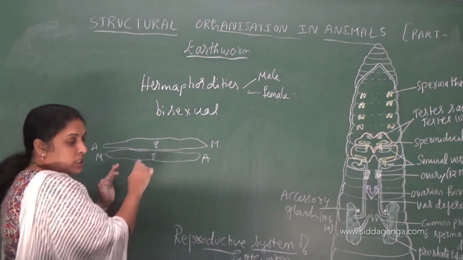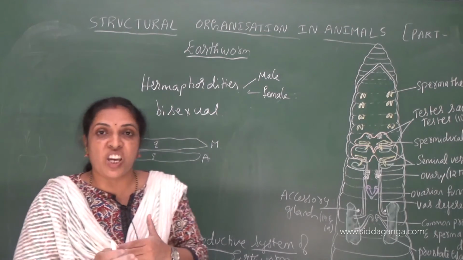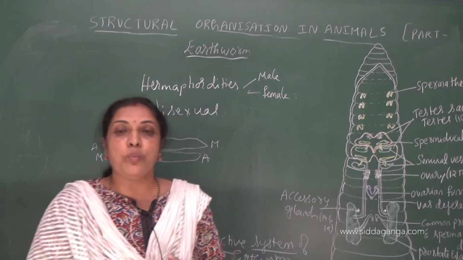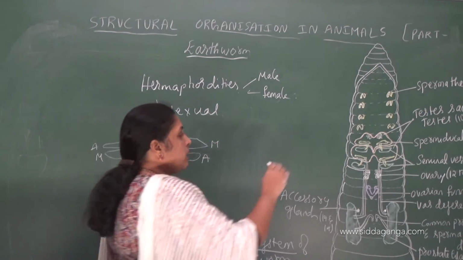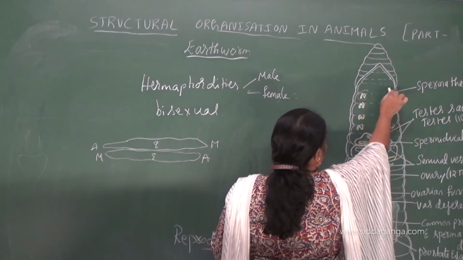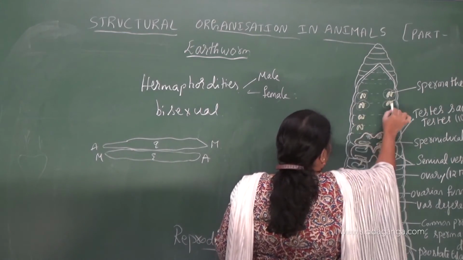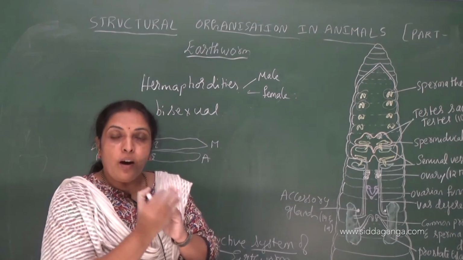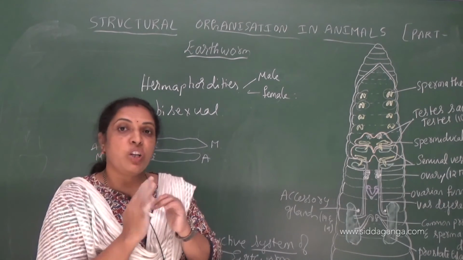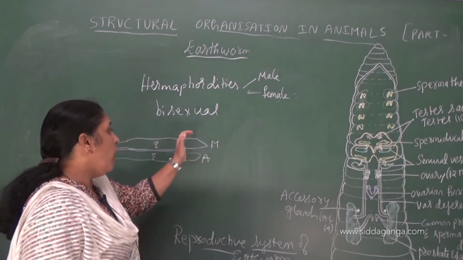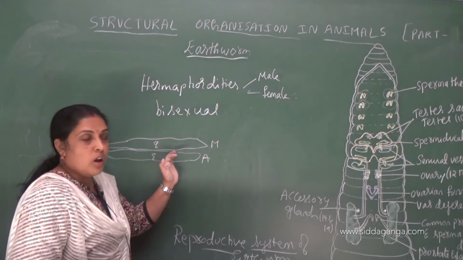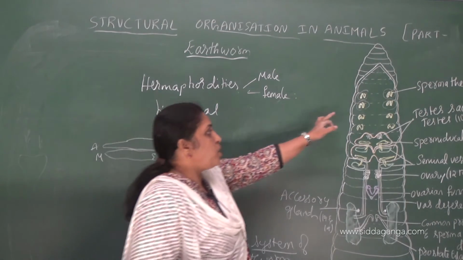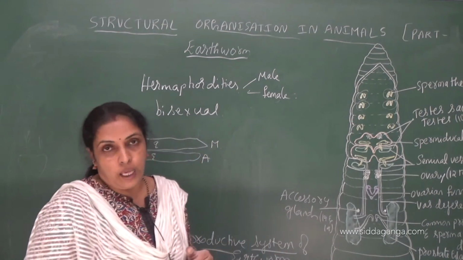So during the sexual act, what happens? The sperms are going to be exchanged between the 2 earthworms, and they are stored in the spermathecae. Understood? Then those sperms are stored in the spermathecae.